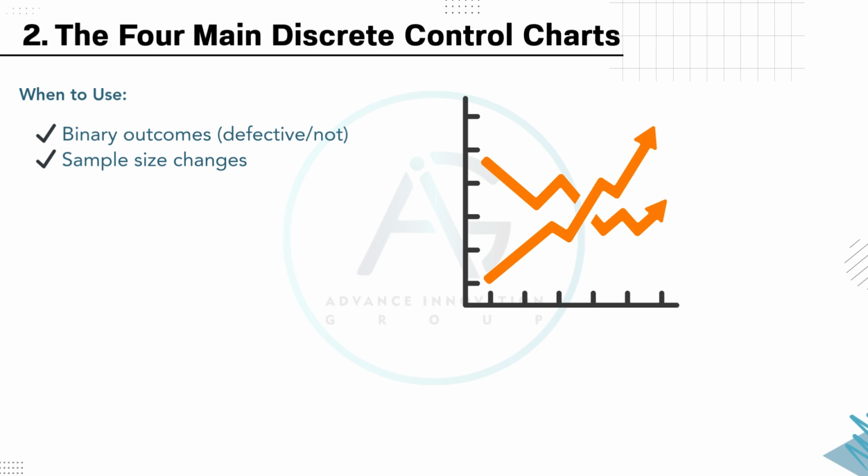So, if you're inspecting different quantities of products or transactions daily, and you still want to track the percentage of failures or defects, the P chart is the right choice. It's especially useful in dynamic environments where inspection volumes can't be standardized.